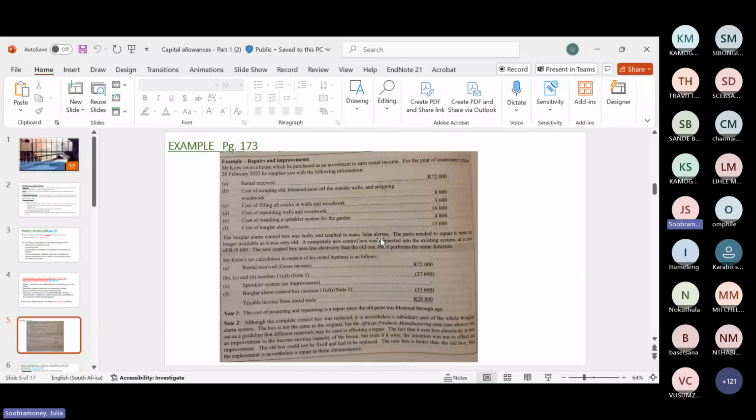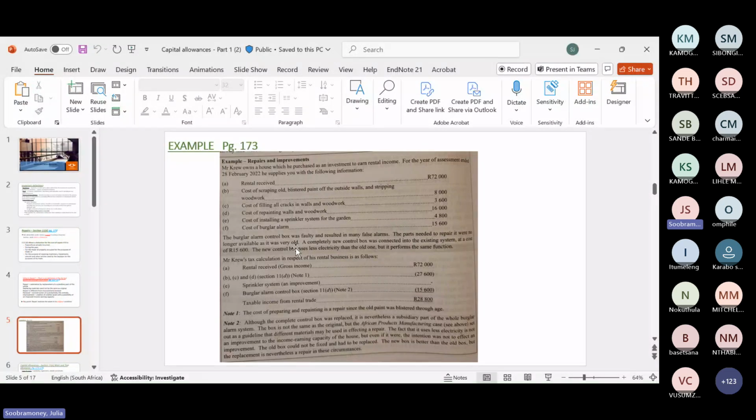Then it said the parts that were needed are no longer available because it's very old. So what was the intention? The intention was to fix the alarm, so there's no faulty alarms anymore. That was the main intention. But it's not their fault that there's no available part for it because it's old. So what happens? They have to put a completely new control box. They don't have an option.